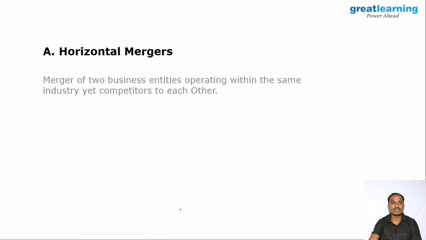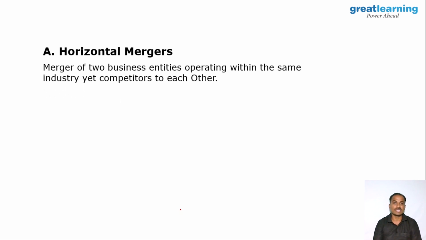Horizontal merger. So what is horizontal merger? In a horizontal merger, two business entities operate within the same industry, yet are competitors to each other. For example, Amazon and Flipkart are in the e-commerce business. So they're in the same industry, e-commerce, and they're competitors to each other in the Indian market. Let us assume that Amazon wants to acquire Flipkart, or Flipkart wants to merge with Amazon. That is called a horizontal merger. In reality, it may not happen, but I'm just giving an example that when companies in the same industry come together to form a new entity, that is called horizontal merger.